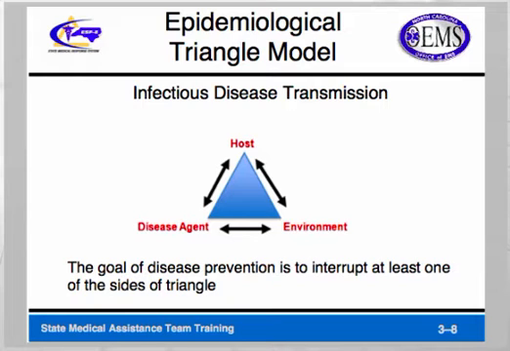Interrupting the spread of the biological agent usually requires the targeting of at least one of these three interventions. They are often referred to as the communicable disease triangle, which is comprised of the agent, or bacteria and viruses, the host, or humans, and the environment, or source of the infection.